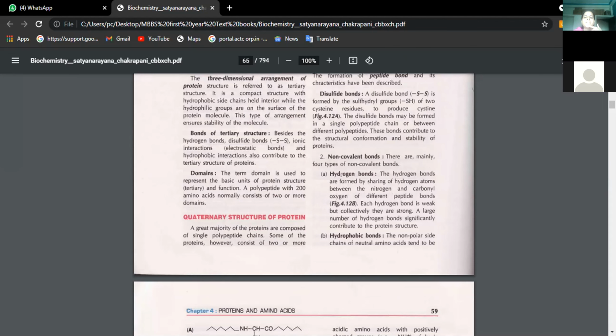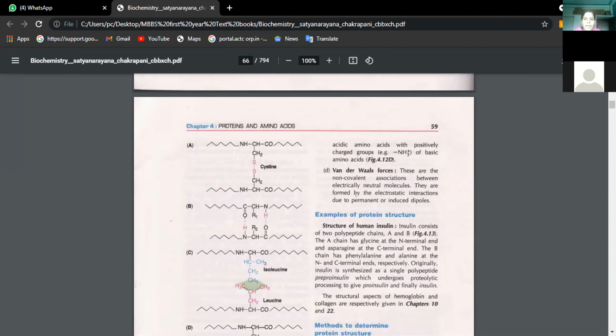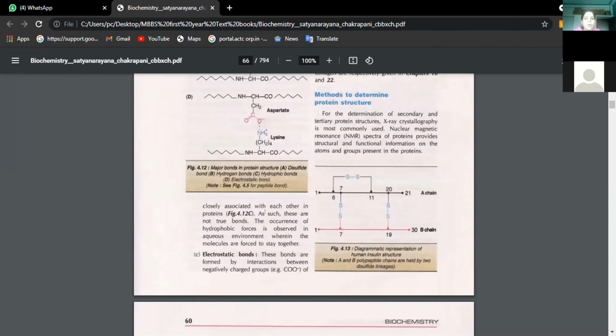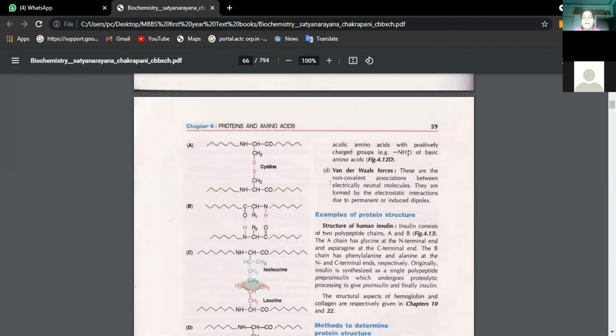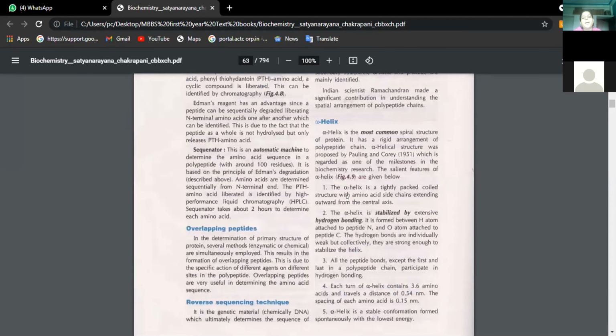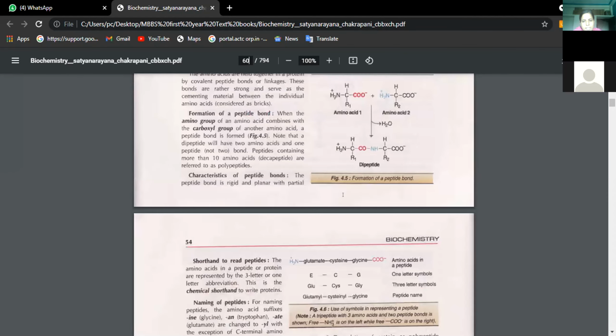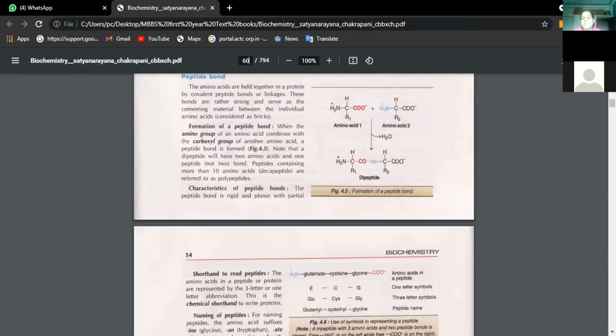Under non-covalent bonds, we have hydrogen bonds. Okay, we have hydrophobic bonds: the non-polar side chains of neutral amino acids tend to be closely associated with each other. We will see this. All these bonds we will see and learn. Electrostatic bonds are there, van der Waals forces are there. All these things you are supposed to write. Let us start with the covalent bond. See, covalent bond formation, how it is occurring, we will see the formation of the peptide bond. See, this is the formation of the peptide bond, which is a covalent bond.